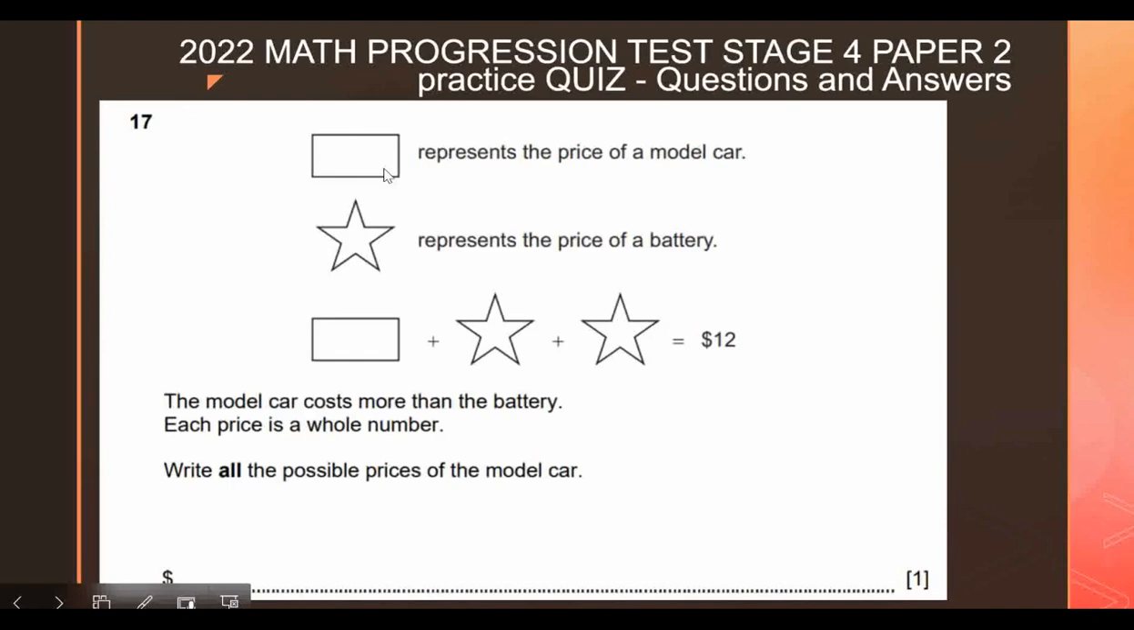Question 17. A rectangle represents the price of a model car. A star represents the price of a battery. One rectangle and two stars make up $12. The model car costs more than the battery. Each price is a whole number. Write all the possible prices of the model car.